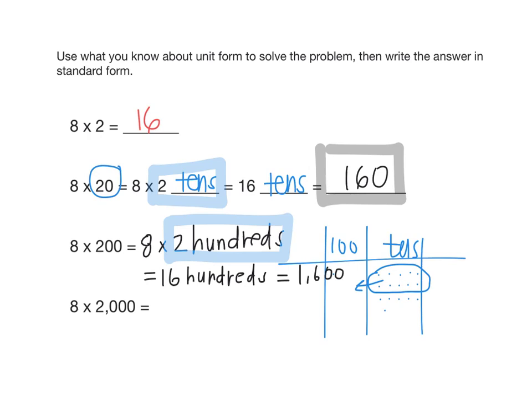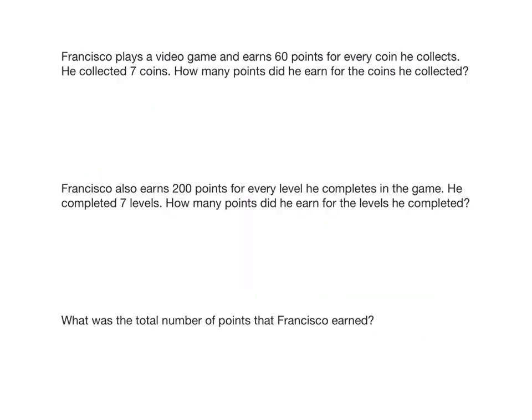1,600. Okay, go ahead and try this with the bottom one. 8 times 2,000. The question says Francisco played a video game and earned 60 points for every coin he collects. He collected 7 coins. How many points did he earn for the coins he collected?